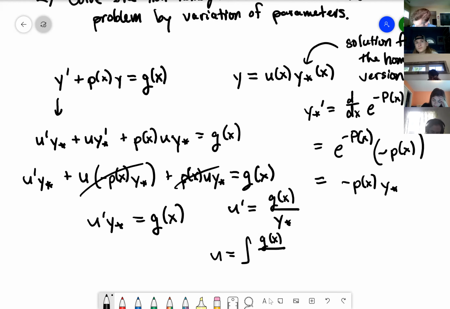And we know this thing exists. We know this thing exists, or there's no problems here in dividing by 0 because we already found our stationary solution, right? So there's no problems performing this integral.